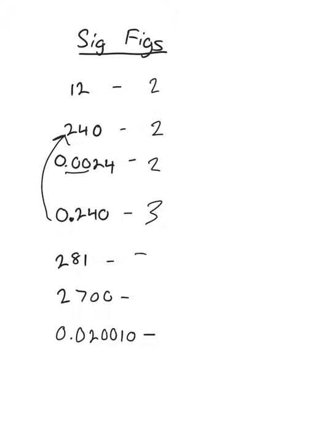281, 3, 2,700, 2. Now let's look at the last one. So how many sig figs? So leading zeros don't count, and trailing zeros don't count, but there's a decimal point. So we're going to count all these right here, and that's going to be 5 sig figs.